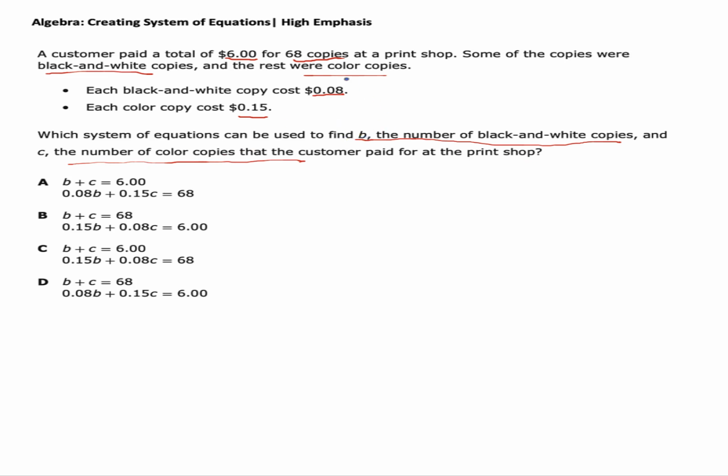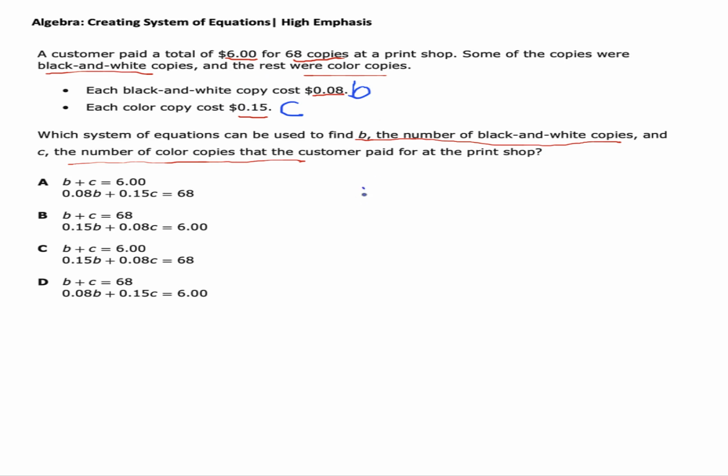B is for black and white, so I know that the B is going to be with the 8 cents and the C is going to be with the 15 cents. I tell my students when they're solving these problems, patterns is key. Money always goes with money.